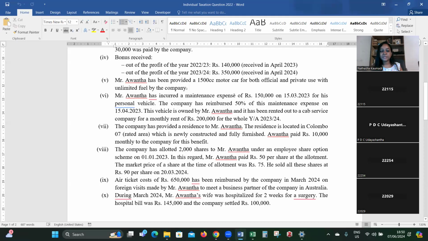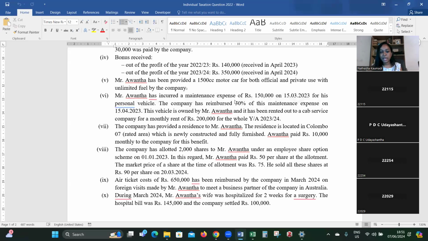Even though this expense has been incurred on March 15, the company has reimbursed 50% of it on April 15th. This vehicle is owned by Mr. Avantha and it has been rented out to a cab service company for a monthly rent of 200,000 for the whole year of assessment 2023-24. So as you can see, there are 2 points in this number 6 part, right? One is the maintenance expense, 50% of it has been reimbursed by the company. So we have to adjust it accordingly.